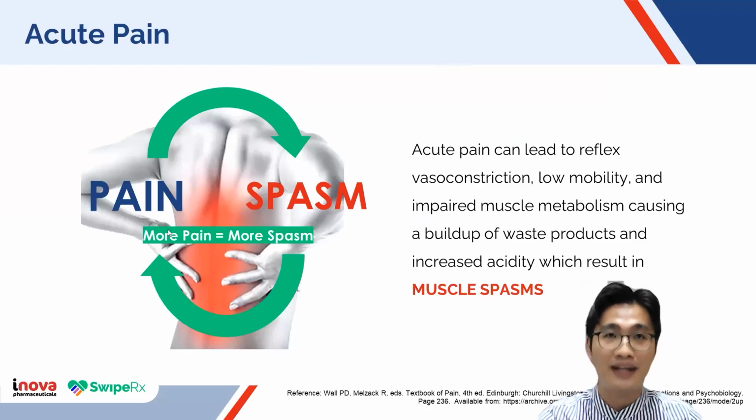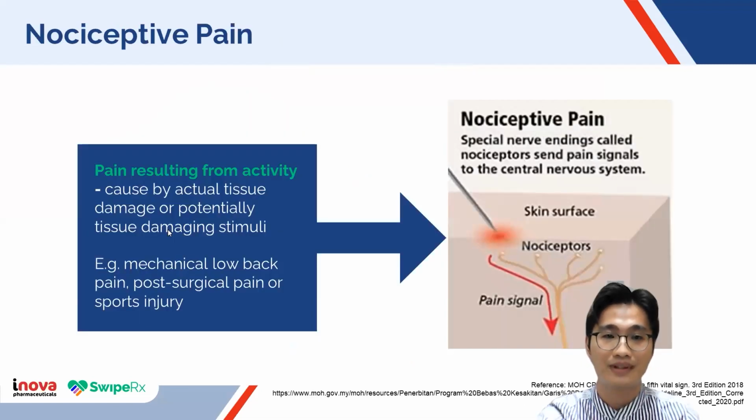When you have more pain, you will have more spasm. So all this acute pain can lead to reflex vasoconstriction, lower mobility, and impact your muscle metabolism, and hence causing a buildup of waste product and increased acidity, which in turn lead to muscle spasm. That's why we are saying more pain, then you have more spasm.